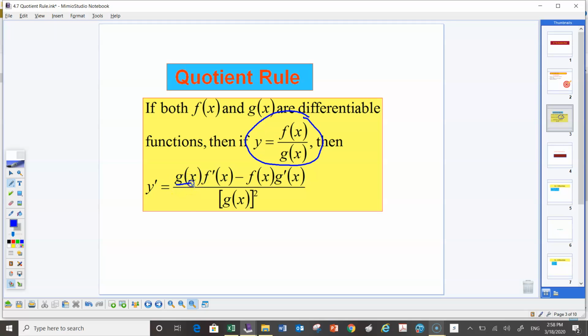It is the denominator times the derivative of the numerator minus the numerator times the derivative of the denominator, all divided by the denominator squared. Now, it seems like a lot of stuff going on there, but if you are consistent in following the pattern accurately, it's not as difficult as it may first seem.